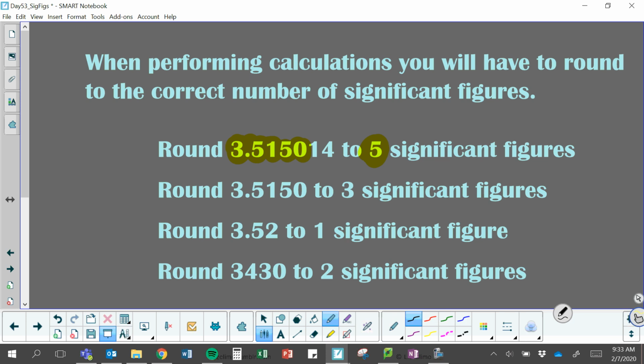So that means we have to look at the digit right after that. Since this is 1, it's less than 5, we are not going to round up, it's going to stay the same. So our answer will be 3.5150. And we're showing that this 0 is significant because there's a decimal point. Okay, this next one we have 3. So we're looking at 1, 2, 3, and then we look at this last one, it's 5, so we're going to round up. So it'll be 3.52.